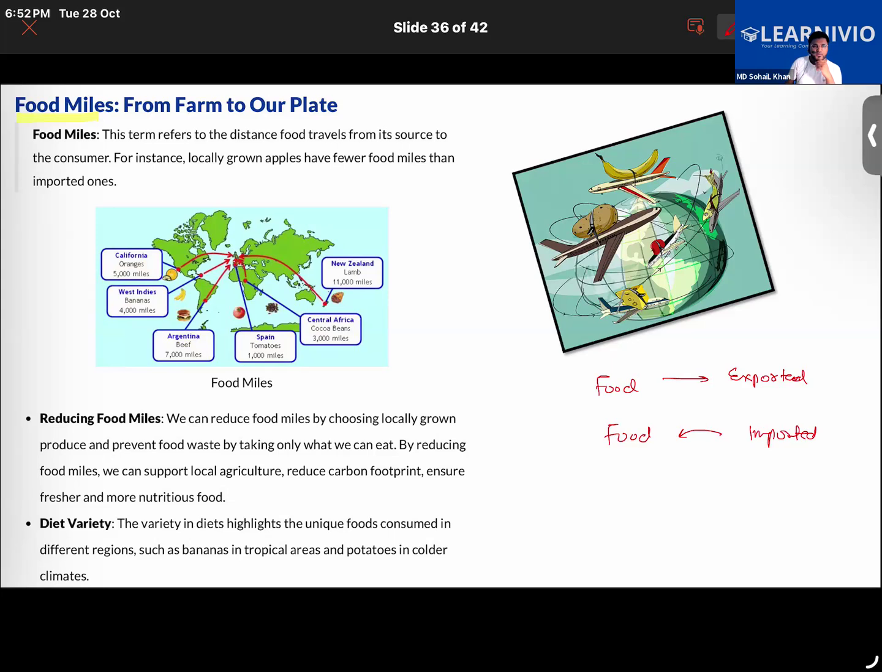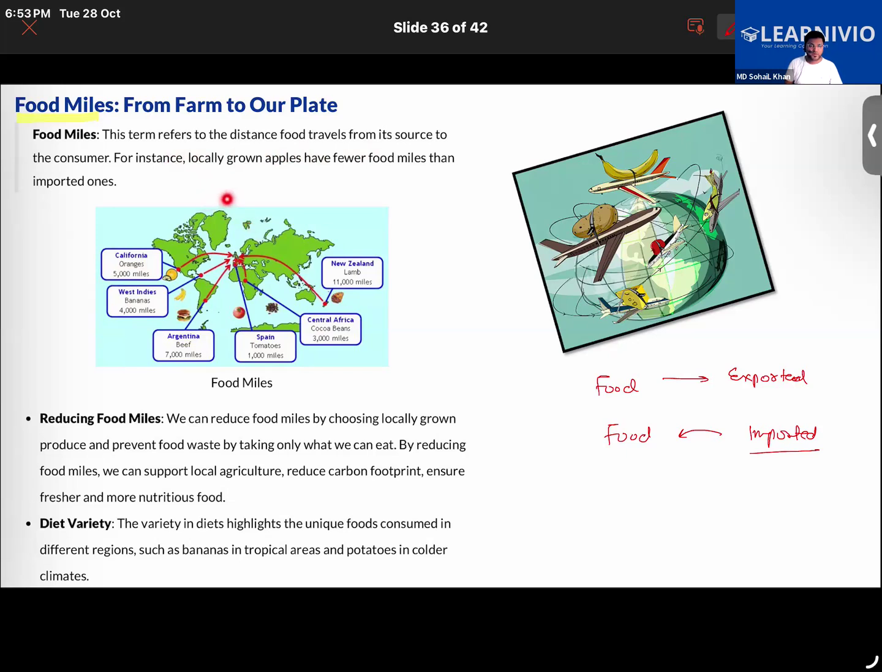Further, if there is some food item which our country does not produce in the required quantity, we will borrow it from other countries. Borrowing means we are importing it. That is the concept of trade. So the term food mile refers to the distance food travels from its source to the consumer.